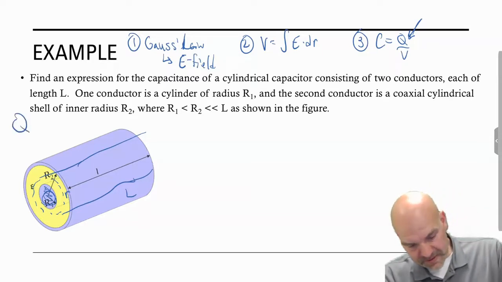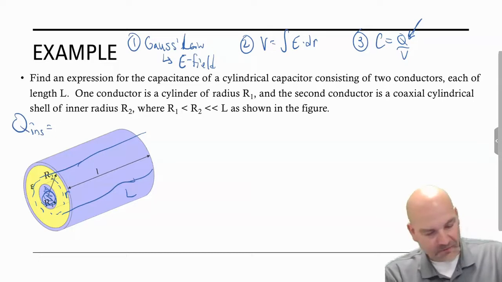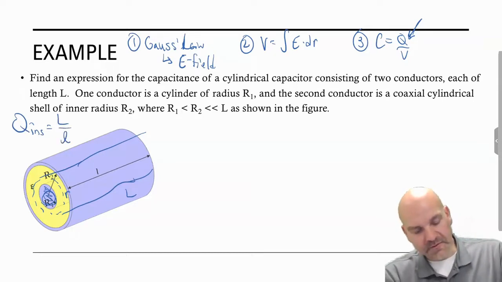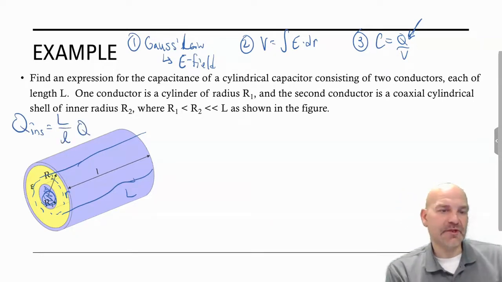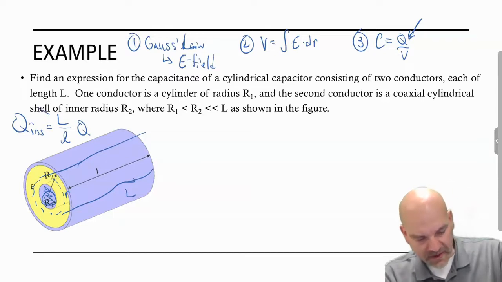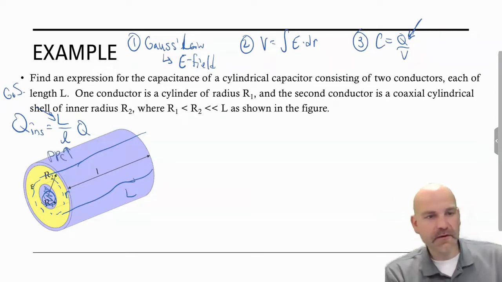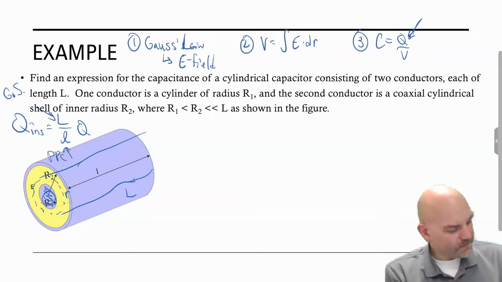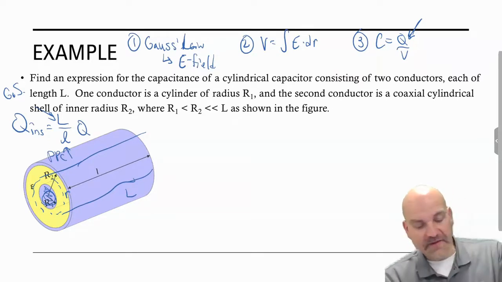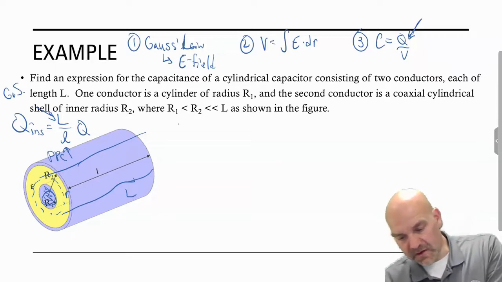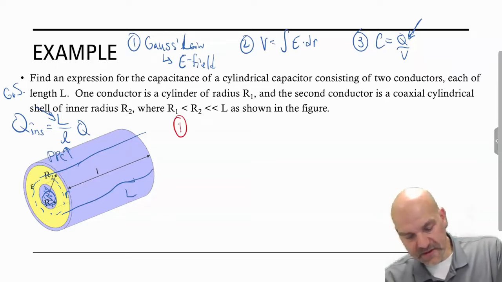And so what we're going to do is Q inside is just going to simply be the ratio of the two lengths times Q. And so this L is our Gaussian surface. This L is our parallel plate capacitor, the length of those. And then we're going to now use that for our Gauss's law process.